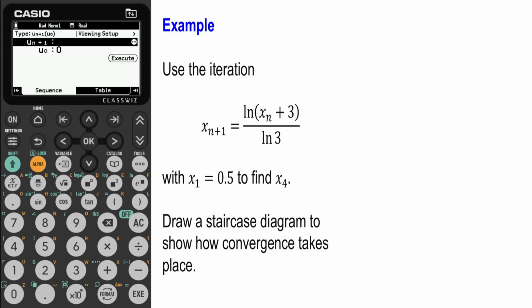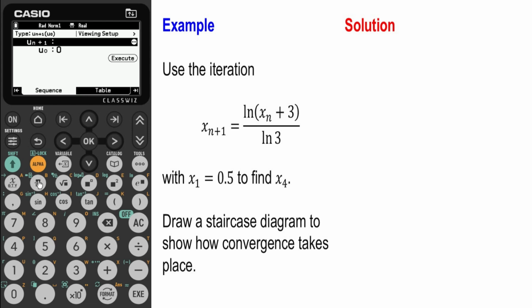We have to use the iteration x_{n+1} equals the natural log of (x_n plus 3) over the natural log of 3 with x_1 equaling 0.5 to find x_4. We then have to draw a staircase diagram to show how convergence takes place. As before, here we've got u's instead of x's. That doesn't make any difference to us.